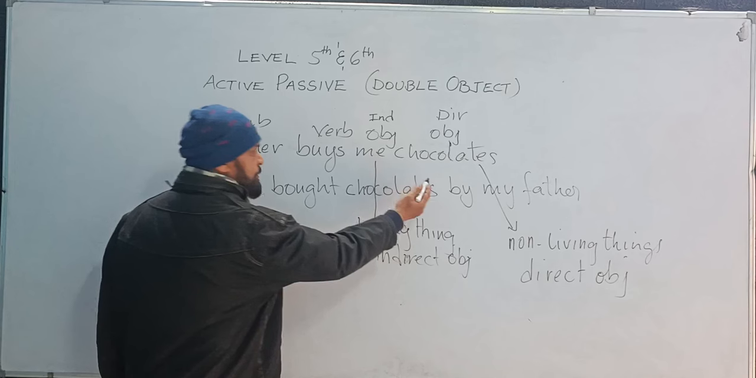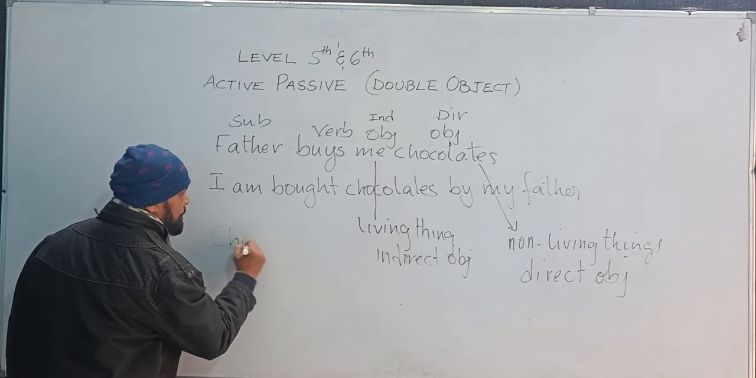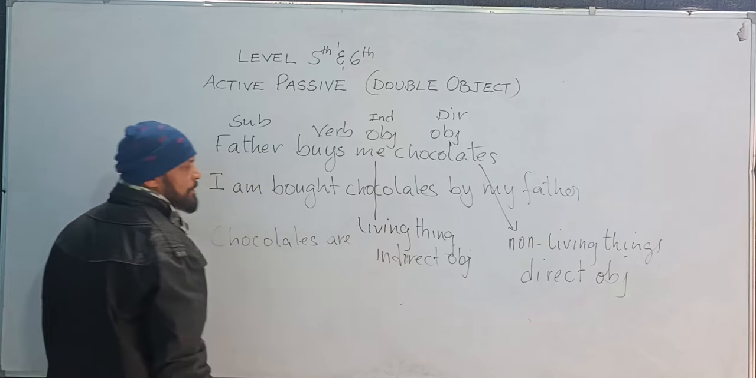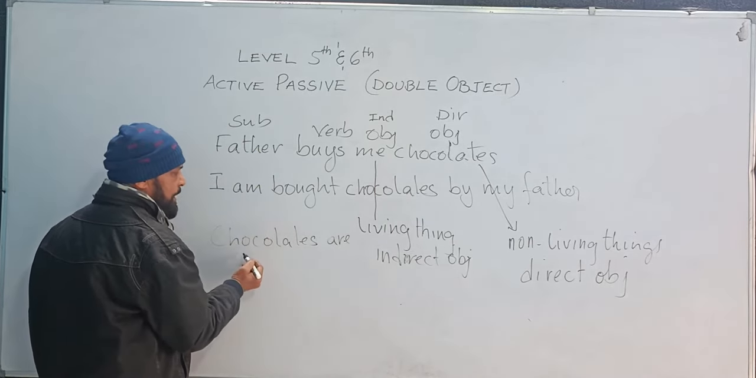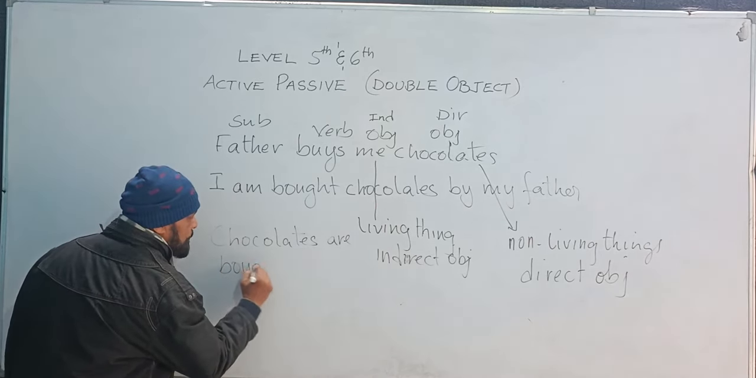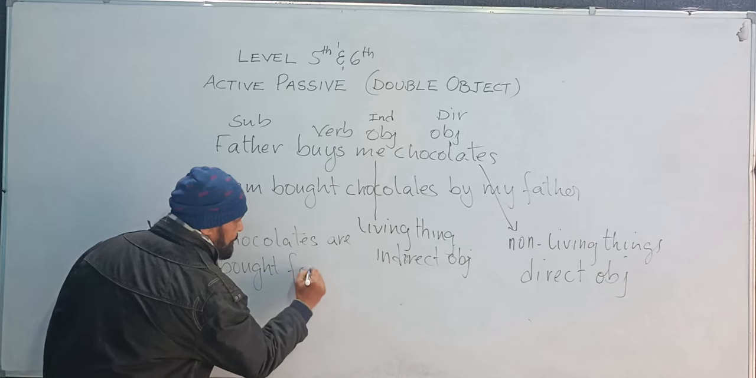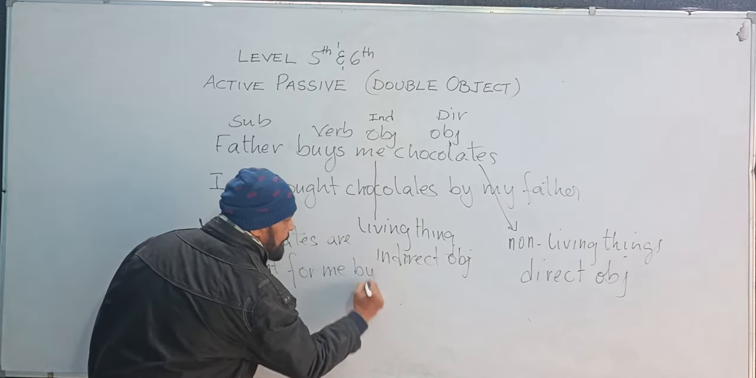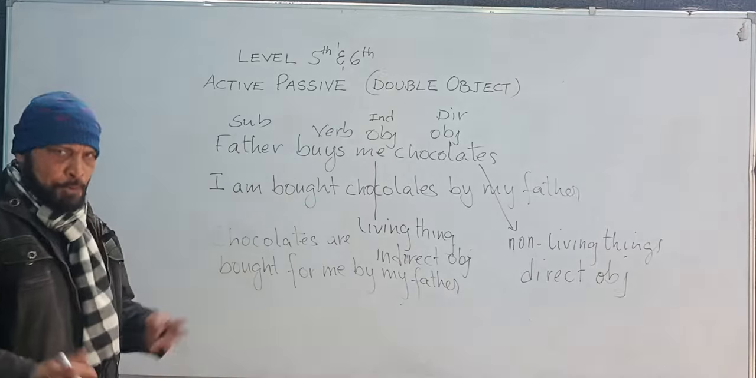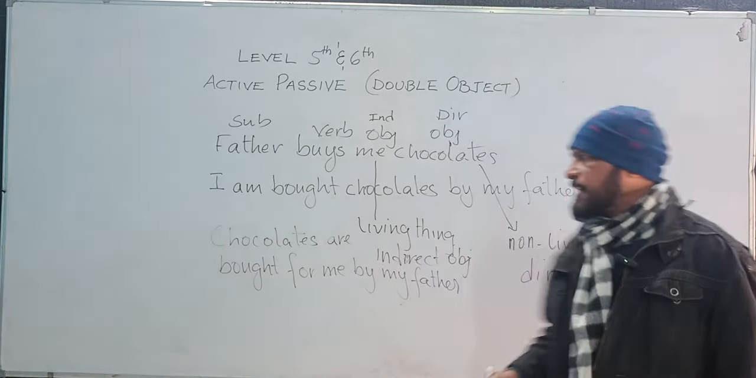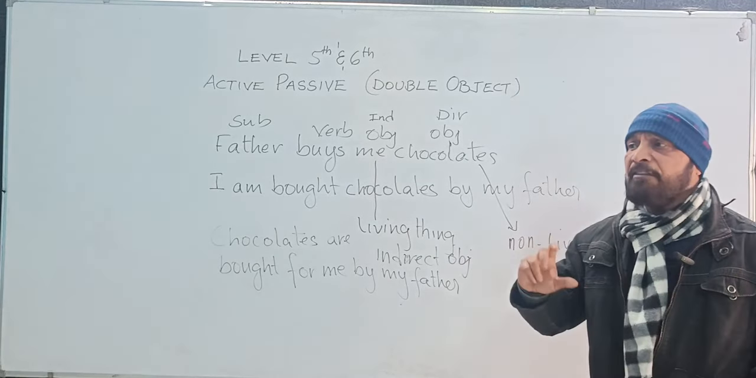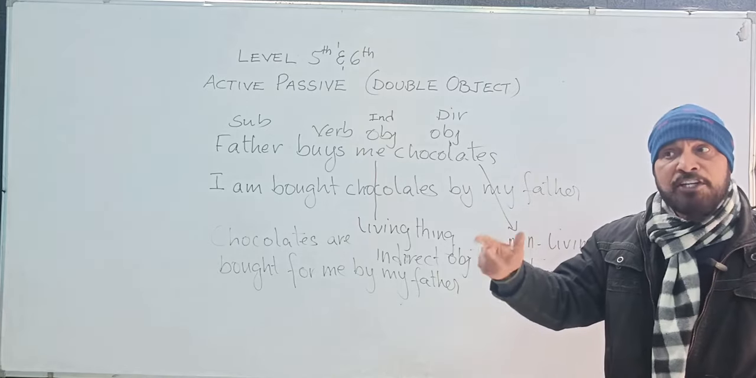Now let us see about chocolates. Chocolates are, here we have I, so we turned it to am. Here we have chocolates, plural, are. So chocolates are bought for me by my father. Now that's probably going to be a little difficult for you to understand, because then you say, why are we using the word for? Because when we buy, we buy for someone. So father bought this chocolate for me.